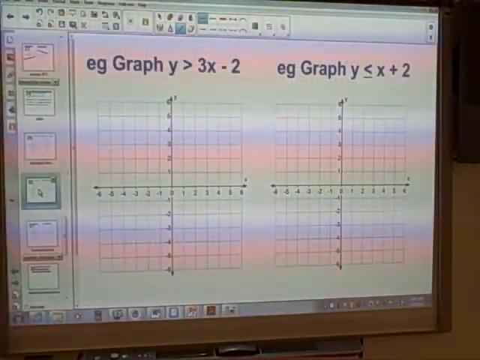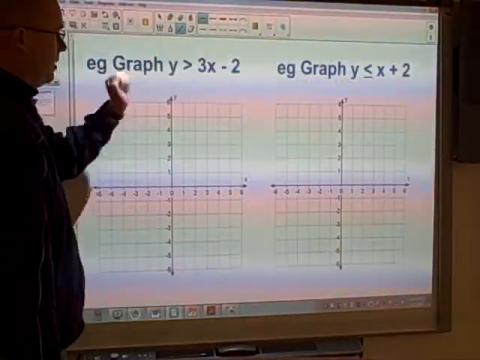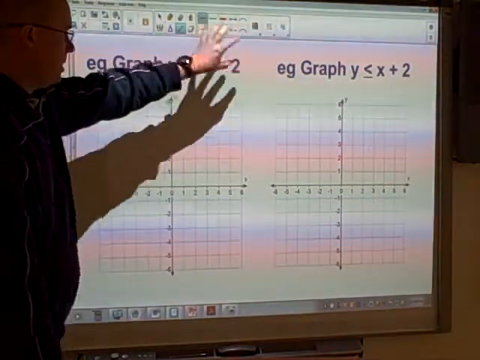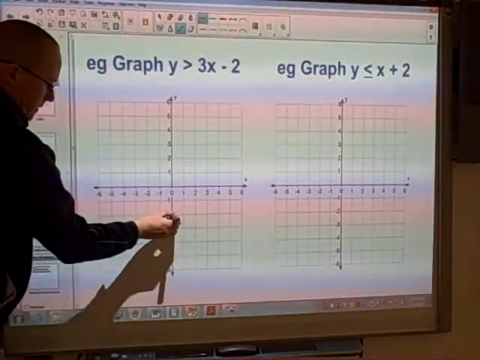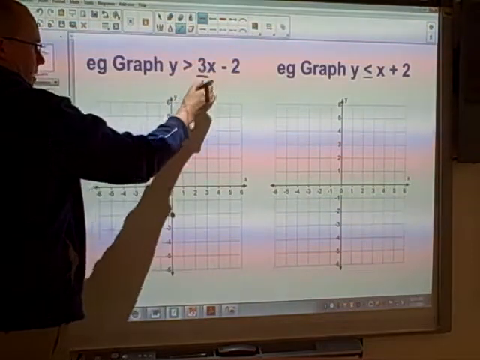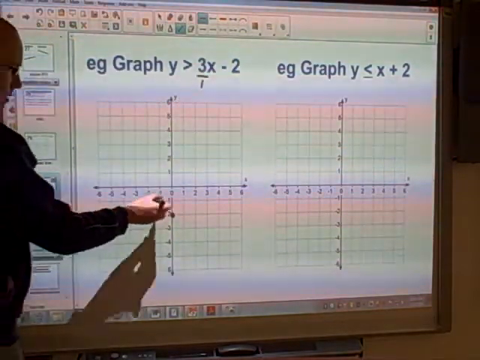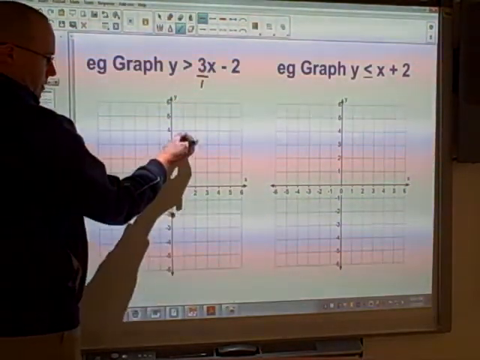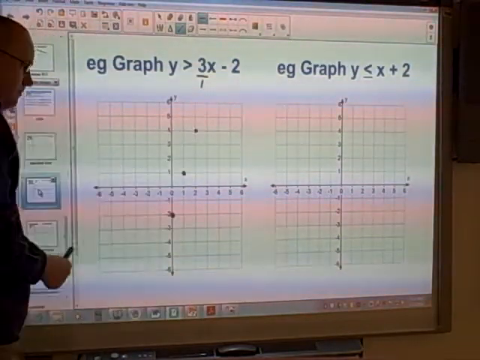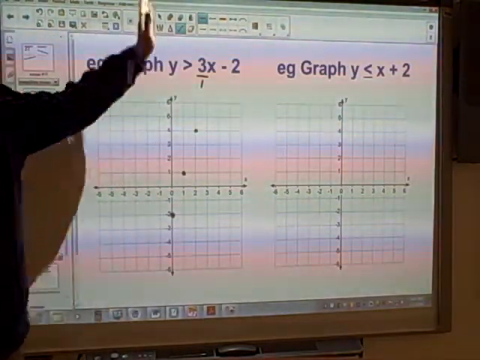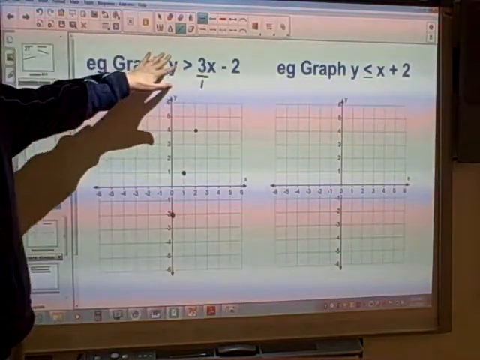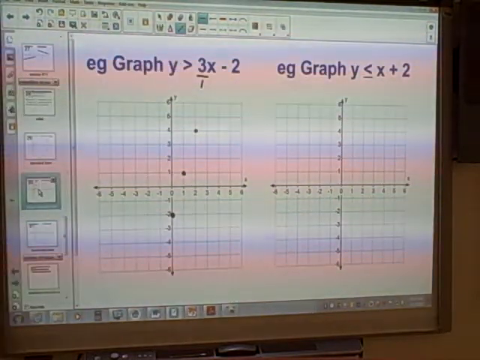So if we're doing this in slope-intercept form, first of all, we're going to ignore the inequality, we're just going to pretend this is equal to. So negative 2 means we're going to start at negative 2. 3, we're going to write as 3 over 1. So we're going to go up 3, across 1, up 3, across 1, and so on. Now the first difference comes in. Normally we just go ahead and draw this in straight away. This time with the inequality we actually have to check what type of line we're going to use.